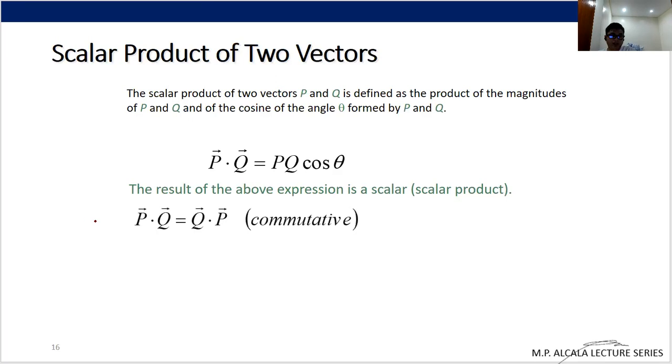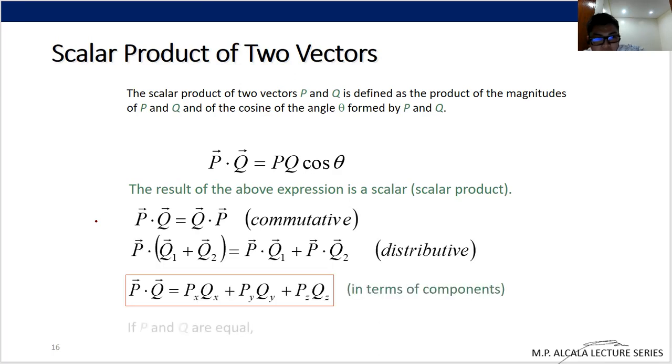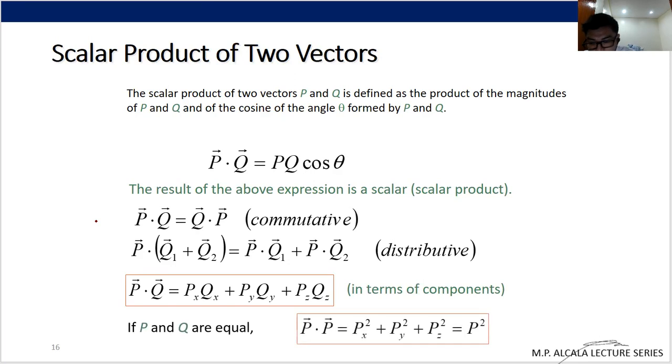Now, about the scalar product of two vectors. It's simply the dot product. Ito yung tinatawag na dot product. So, commutative, distributive, and in terms of components, if P and Q are equal, you can simply have scalar multiplication or P squared. Right?